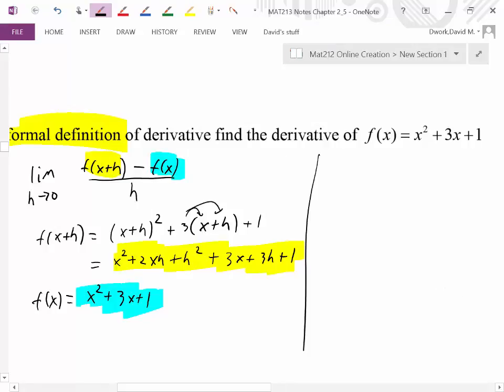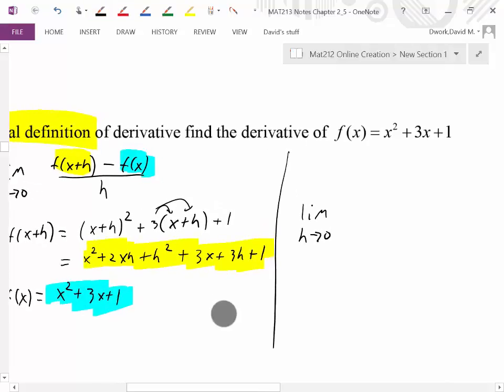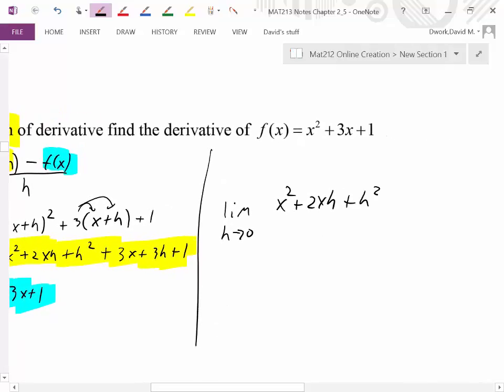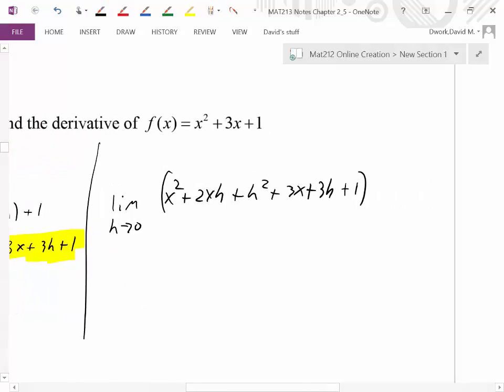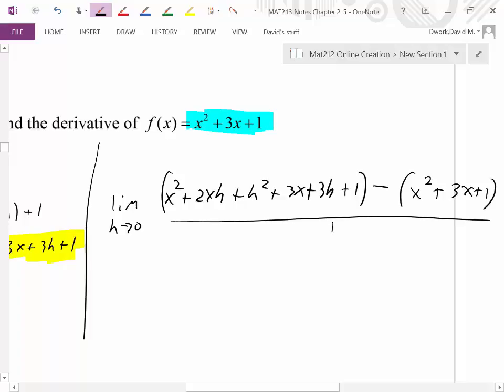So we're going to have the limit as h approaches 0 of x squared plus 2xh plus h squared plus 3x plus 3h plus 1, that's the whole first part, minus the second part, which was just the original function. You can see it's right there. So we'll go ahead and fill it in. So that's x squared plus 3x plus 1, all divided by h.